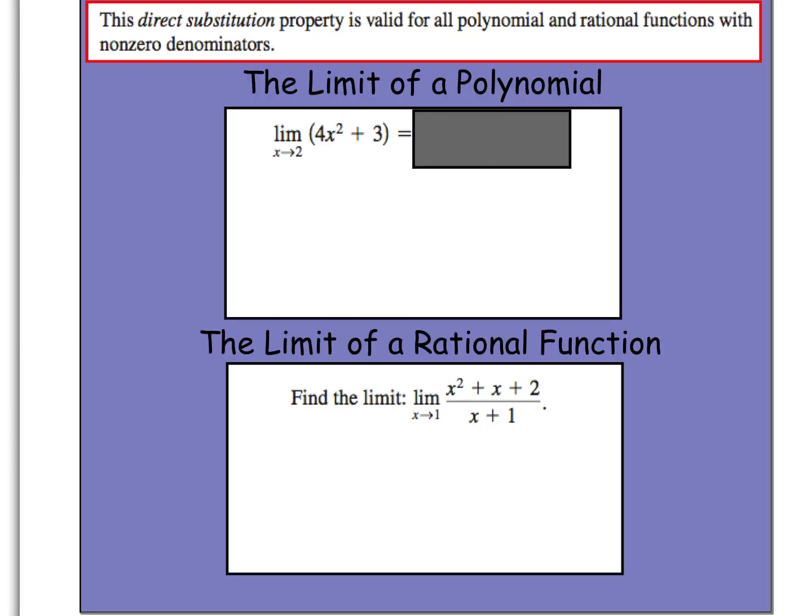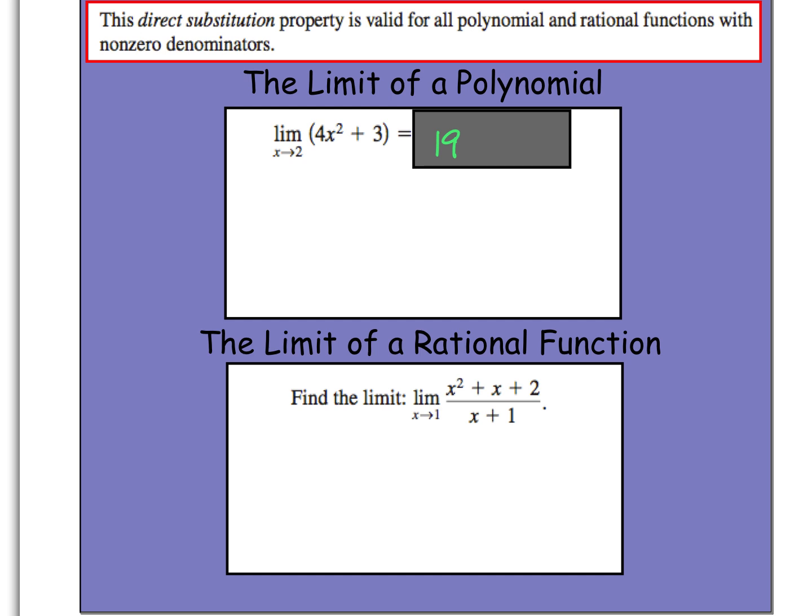All right. So here we go. Again, we try to direct substitute every single time to see if it works first. So I have a limit as x approaches 2 of the quantity 4x squared plus 3. So what do we try to substitute in? 2. And so now I substitute in. When we substitute in 2, what do we get? 2 squared, which is 4, times 4? 16. Plus 3. So we end up getting this limit is equal to 19.